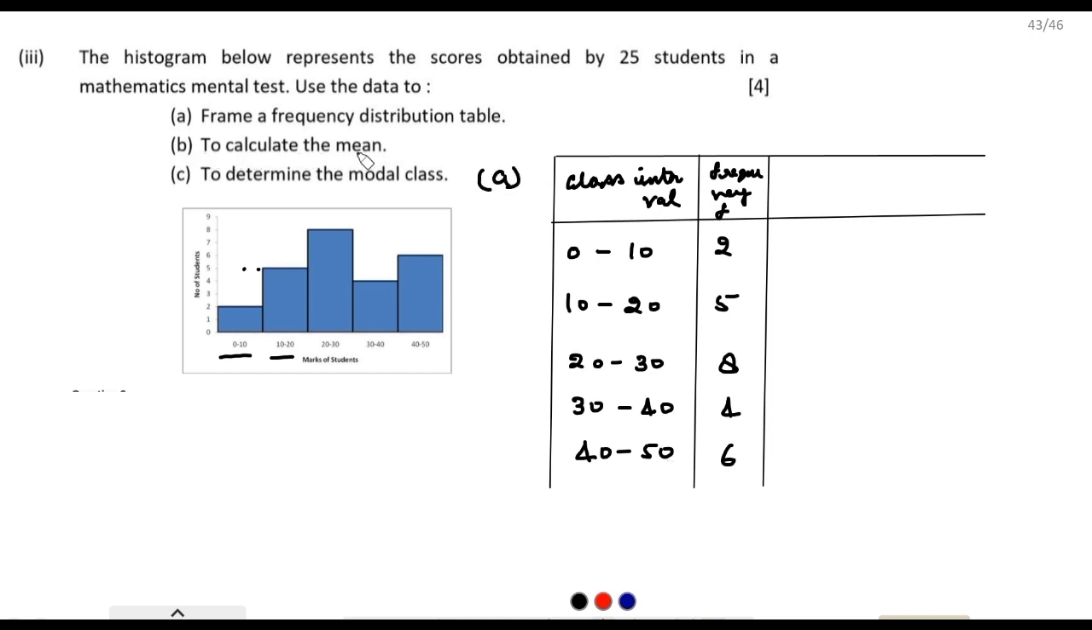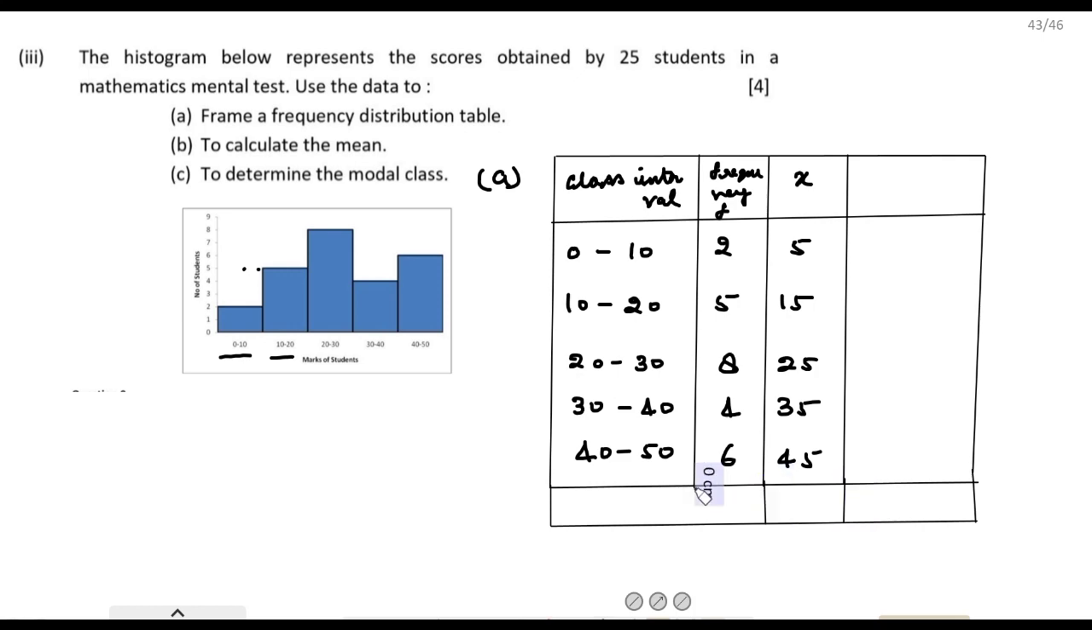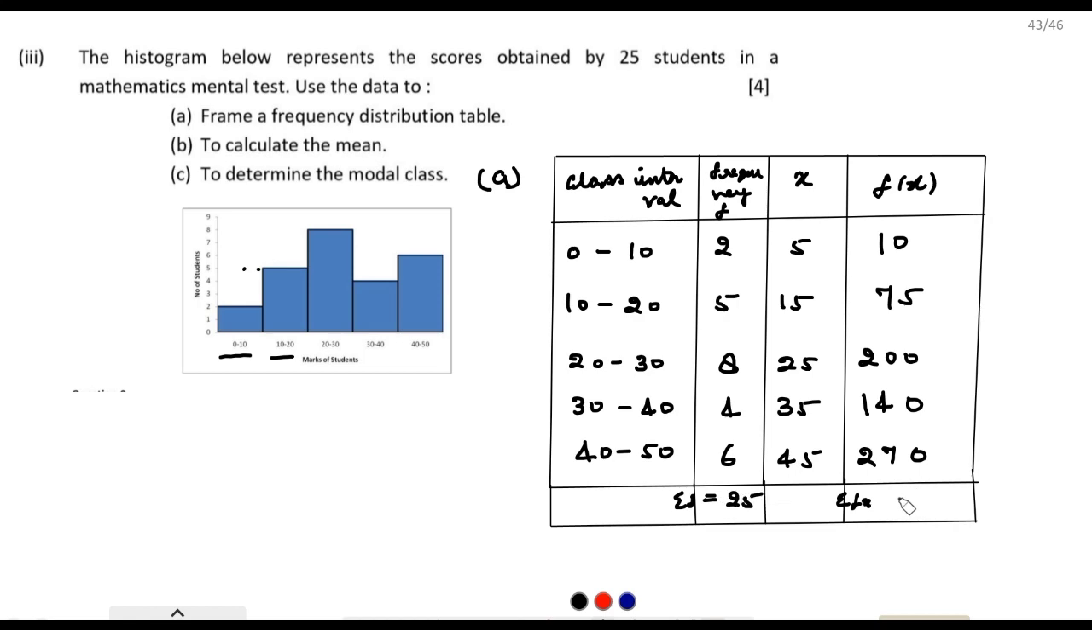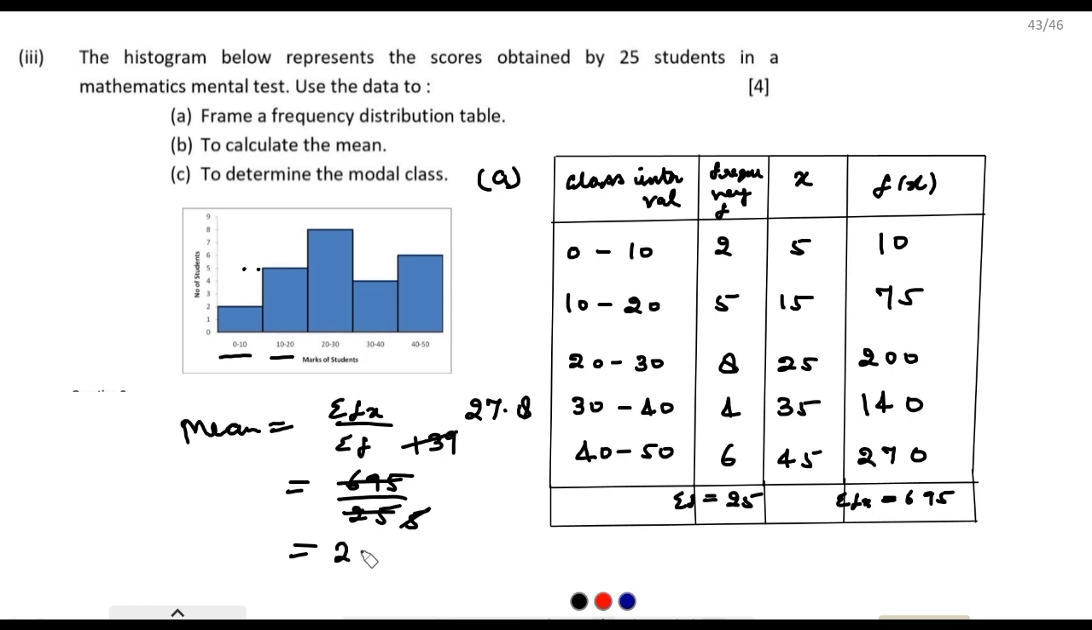Answer for part A. To calculate the mean, first of all, we are finding the midpoint x. That is 5 for 0 to 10, 10 to 20 is 15, 25, 35 and 45. Fx. Now summation f and summation fx. Summation f is 25 and summation fx is 695. Then mean is equal to summation fx divided by summation f, 27.8. The modal class is the class having the highest frequency, and in this table 8 is the highest frequency. So 20 to 30 is the modal class.